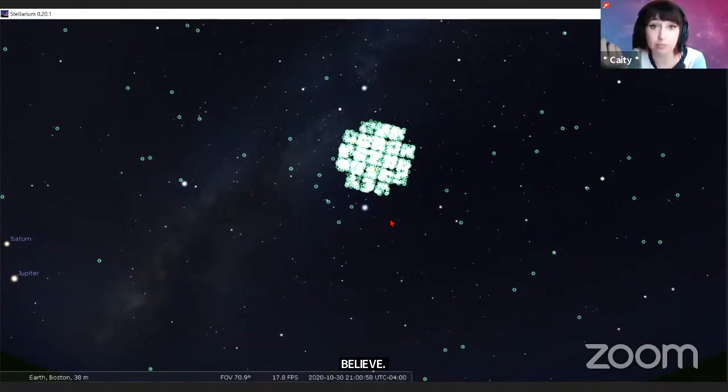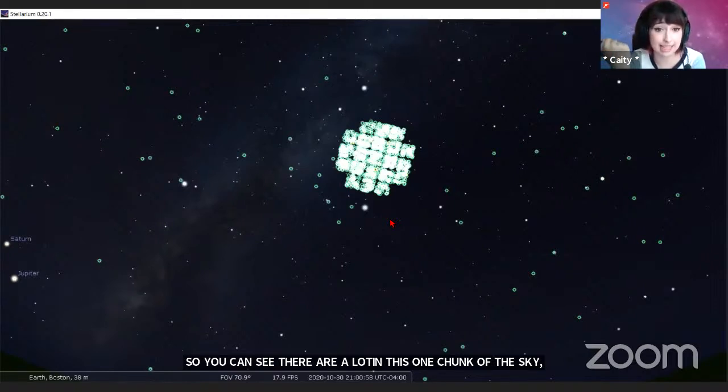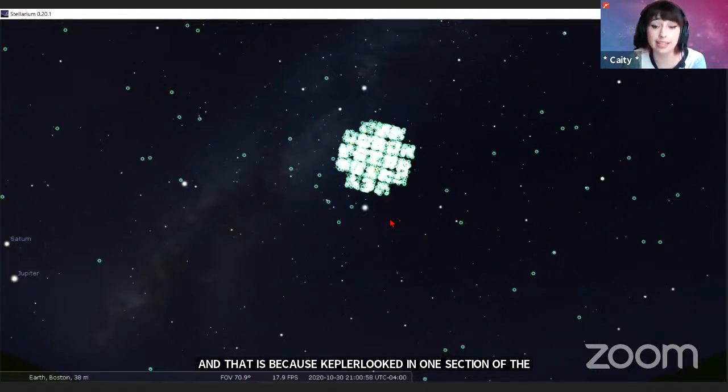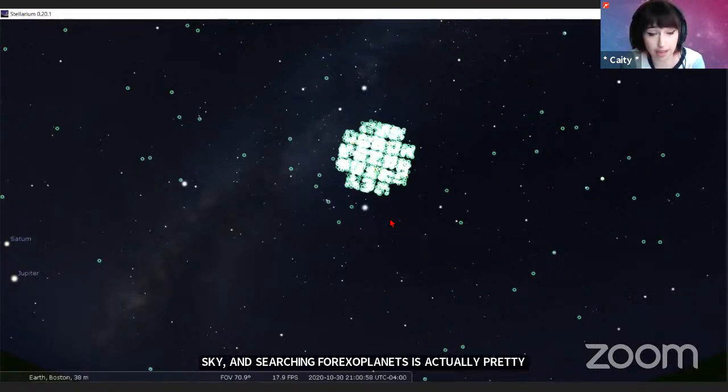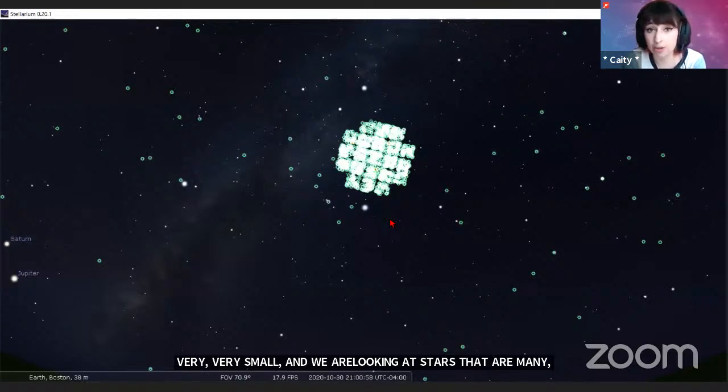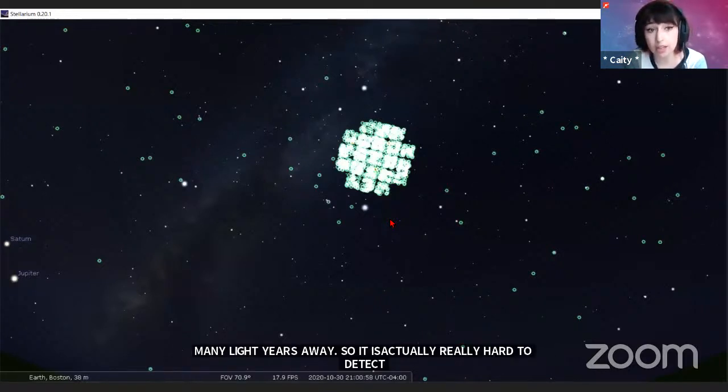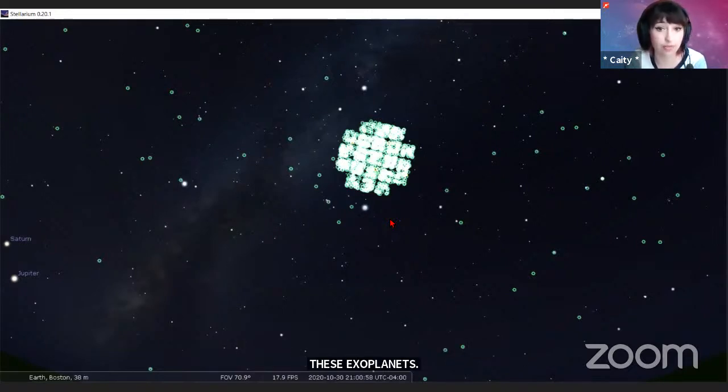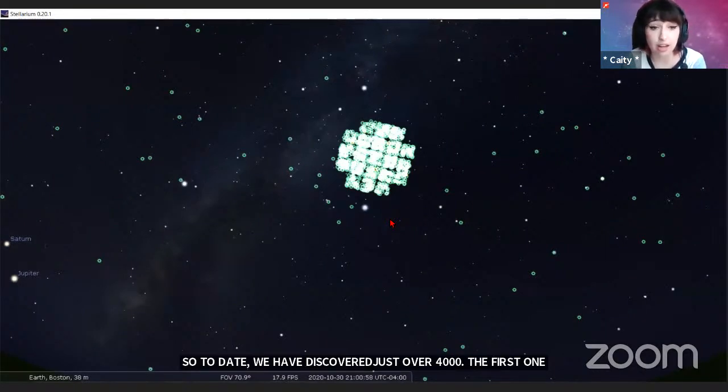Searching for exoplanets is actually pretty difficult because planets compared to their stars are very, very small. And we're looking at stars that are many, many light years away. So it's really hard to detect these exoplanets. To date, we have discovered just over 4,000. The first one was discovered in the mid-1990s, so we've come a long way. And as our technologies get even better, we'll be finding many more exoplanets.